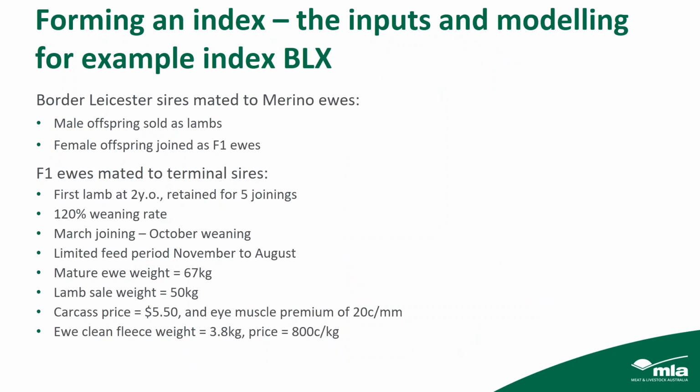So this is an example of our BLX index, which is our Border Leicester index. And essentially we model that this is what our typical production system would look like. So what we've got here is Border Leicester sires being mated to Merino ewes. So we assume that the male offspring are sold and we keep the F1 females. And then we've made different assumptions based on the data we've been supplied about weaning weight, limited feed period, carcass price. So we can already see that we're getting 3 major production areas being covered here. We're looking at our growth and carcass of our animals, we're looking at our nutrition, and then we're also taking into account wool price as well.